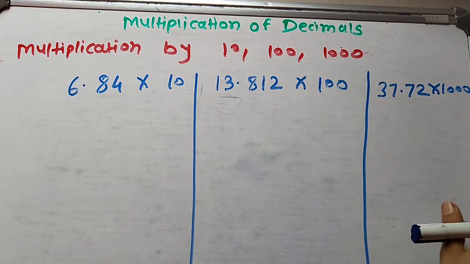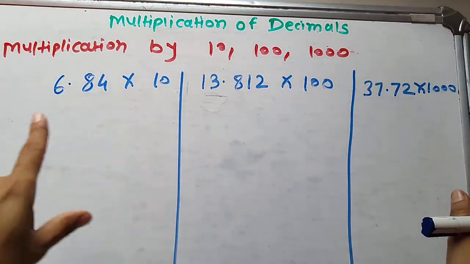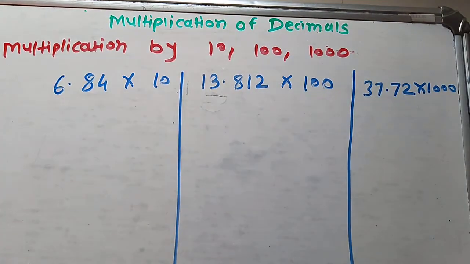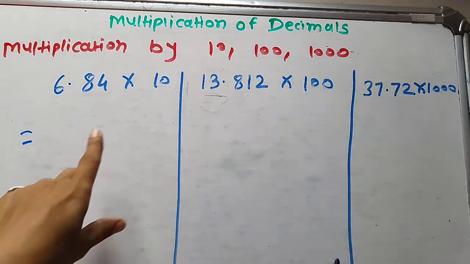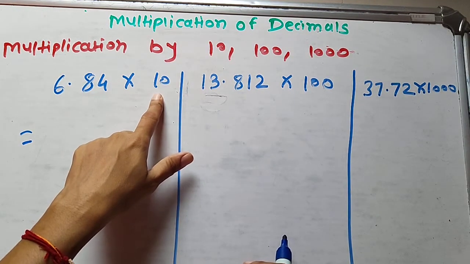See here. Now multiplication by 10, 100 and 1000. See, this is so simple. Okay, so you have to directly solve this question. How to solve? You have to simply write 0s when you multiply by 10, 100 or 1000.